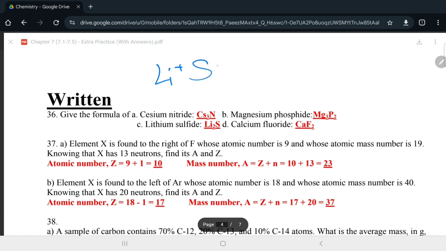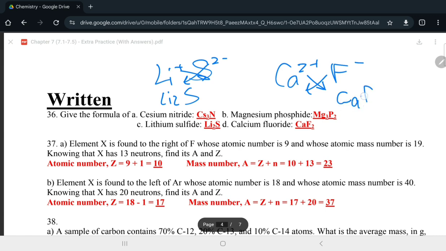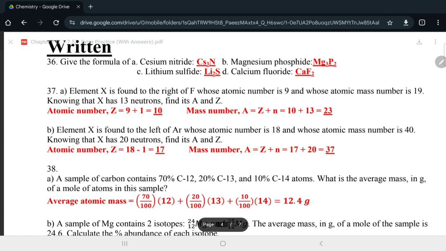Li+ and S2-. Crisscross becomes Li2S. Ca2+ and F-. Crisscross, CaF2. Get the charges from the periodic table.